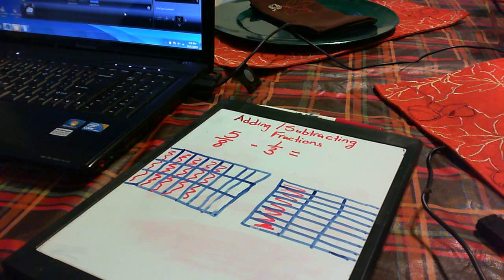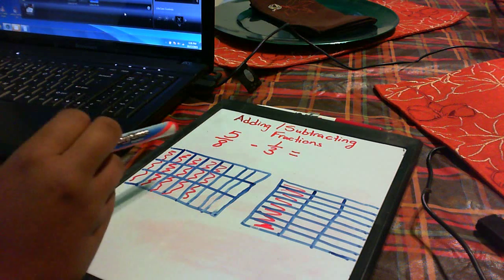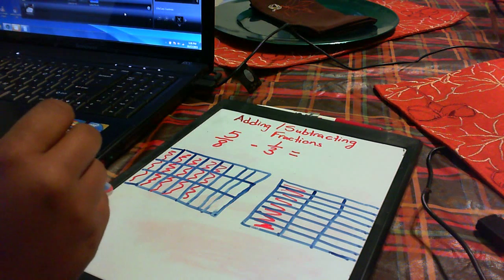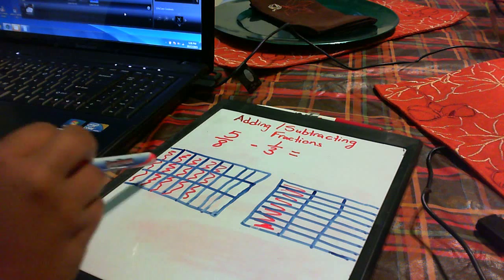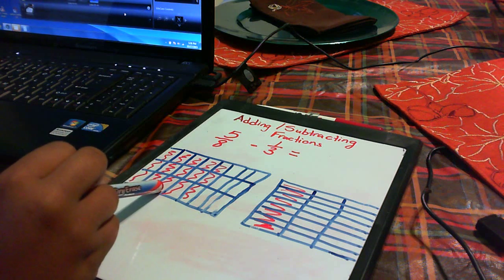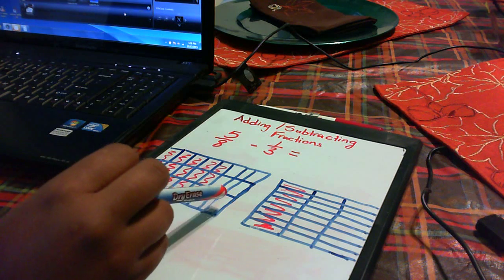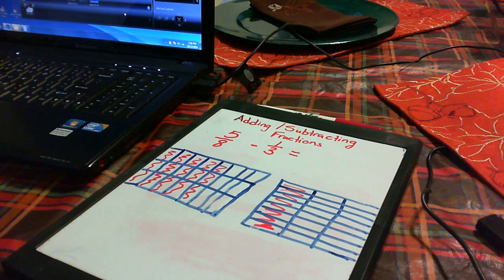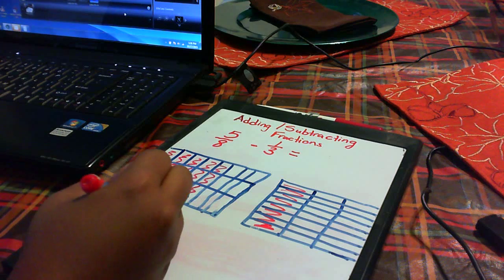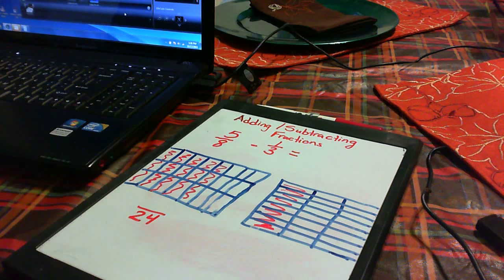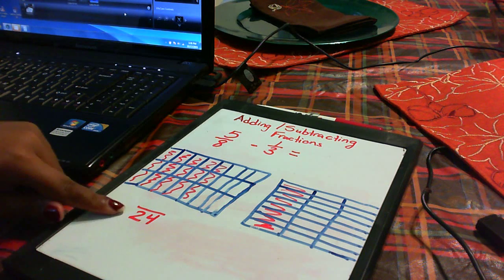Okay, so now we have to write our new fractions. The first thing we have to do is count every piece inside of my big box. So, I'm going to count by 3s, going this way. 3, 6, 9, 12, 15, 18, 21, 24. That number is going to go on the bottom because the bottom number tells me how many pieces in all.